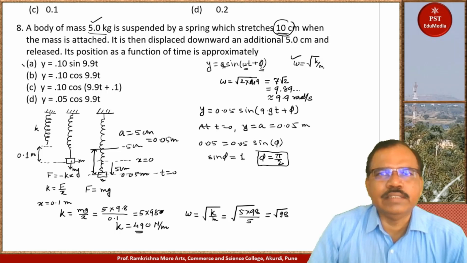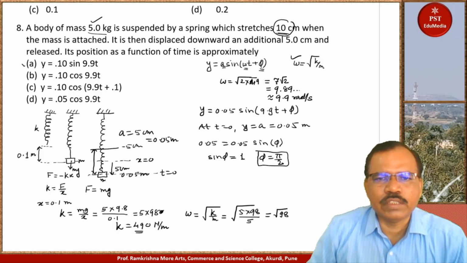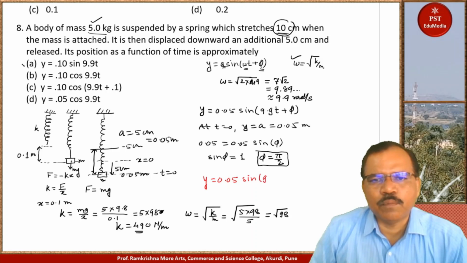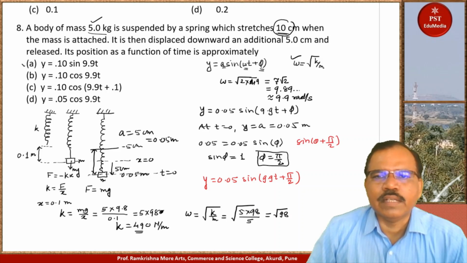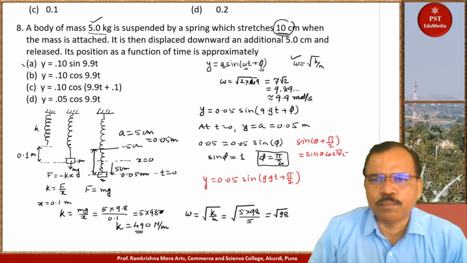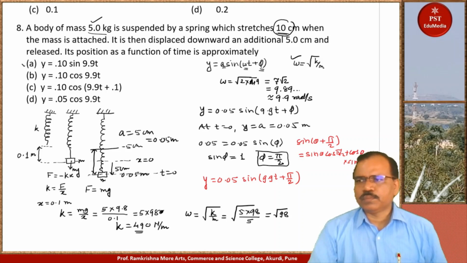So y is equal to 0.05 sine 9.9 t plus pi by 2. Now sine of theta plus pi by 2 is sine theta cos pi by 2 plus cos theta into sine pi by 2. Sine pi by 2, so what happens here?